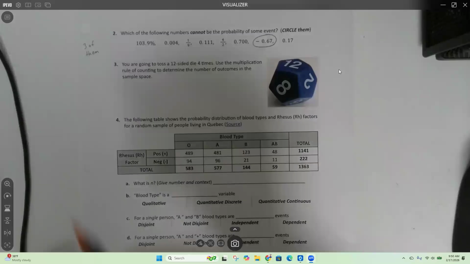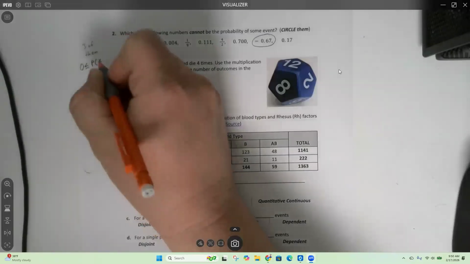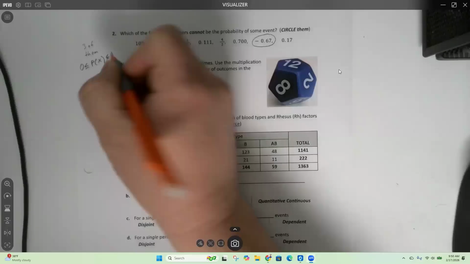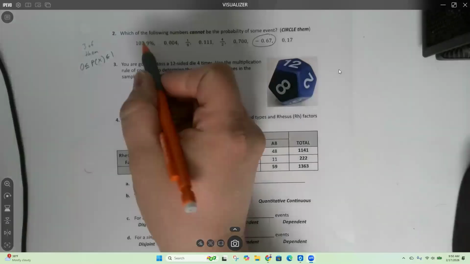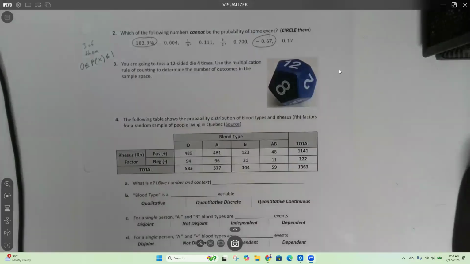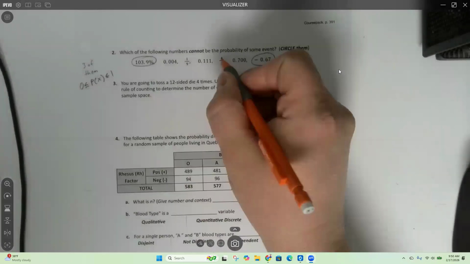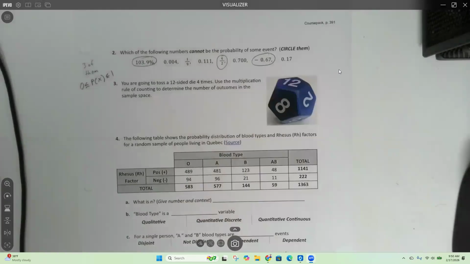So probability of an event is always between 0 and 1. Okay. So 103.9%, that is also not possible. And then the last one, 4 over 2, 4 divided by 2 is 2. That is bigger than 1, so it is that one. Yep, you guys got them.